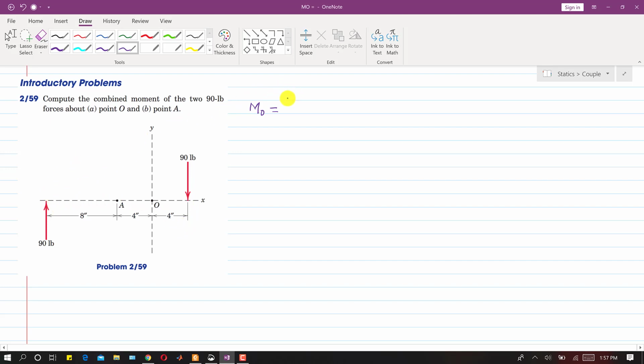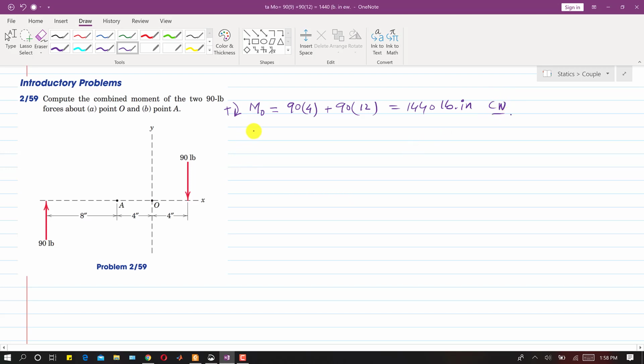So let me write that the clockwise moment is positive. We will write 90, and the perpendicular distance of this 90 from point O is this 4 inch. We will write 4. And then plus 90, and the perpendicular distance of this 90 force is 12, so we will write 12. When we solve this, it equals 1440 pound inches, and the direction is clockwise.